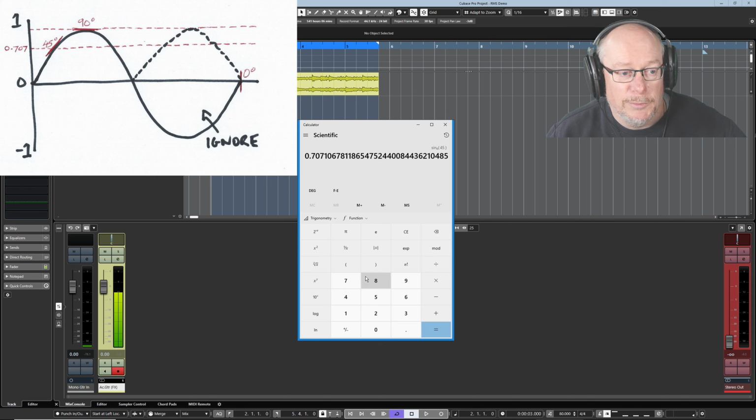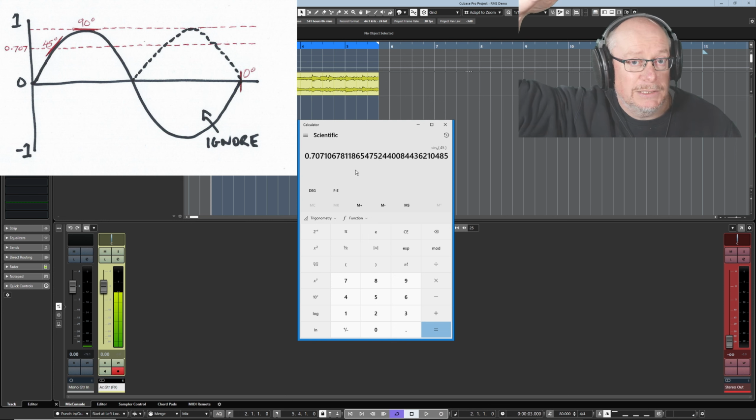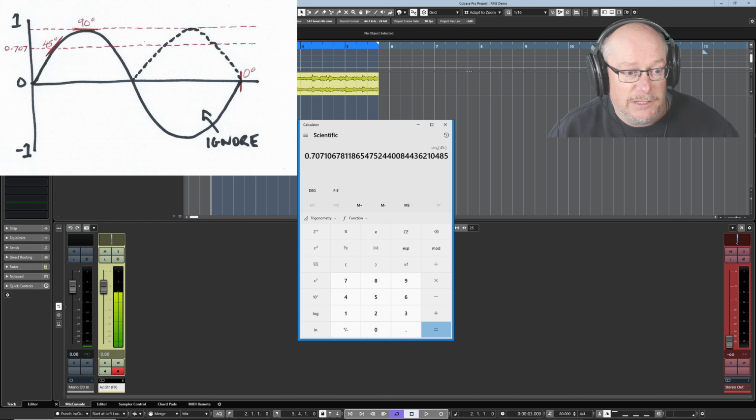And we have this magic number, 0.707. That's the logarithmic representation of halfway. In sound terms, if 0 is your base point and 6 decibels is your upper point, let's say we're talking about a doubling of volume, which is 6 decibels, this value here represents 3 decibels.